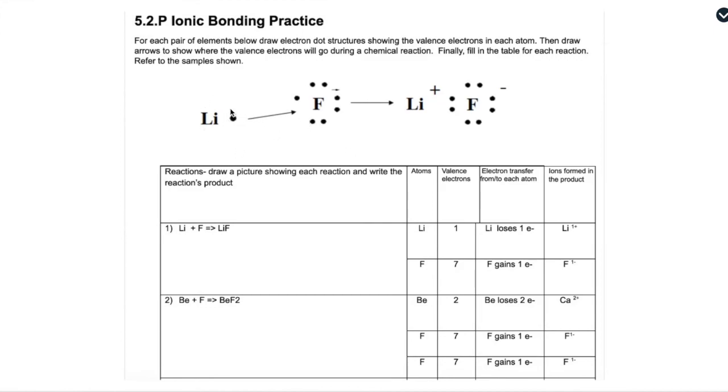You draw your Lewis dot diagrams. You show the electrons moving, the resulting ions. That's what you would draw right here. And then we describe it over here. The atoms involved are lithium and fluorine. Lithium has 1 valence electron, fluorine has 7. Electron transfer from and to each atom: lithium loses 1 electron, so you see the electron went from lithium, and then fluorine gained it. So fluorine gains 1, and the ions formed would be lithium with 1 plus and fluorine with 1 minus.